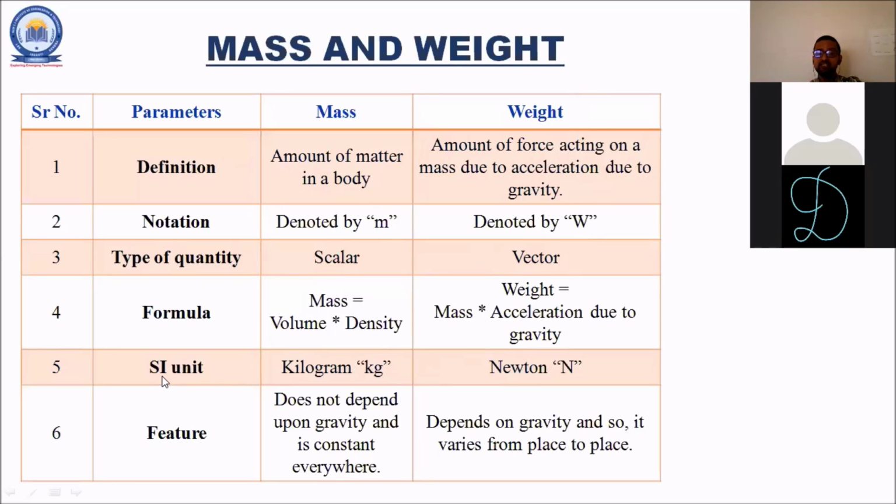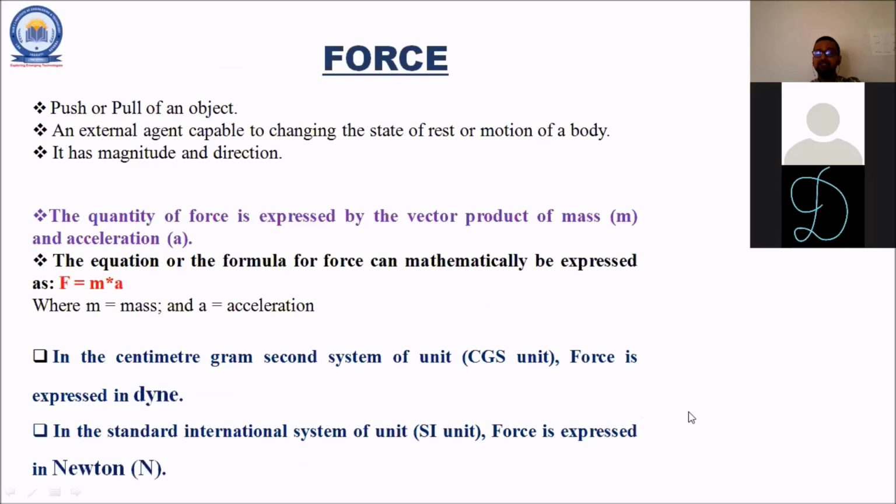The SI unit, the standard unit for mass, we consider kg, and weight, since it is a type of force, we consider Newton. And the final point of comparison, that is the feature: mass does not depend on gravity, hence it is constant everywhere, whereas weight depends on gravity and so it varies from place to place. So friends, this is the basic understanding related to the concepts of mass and weight. Let us proceed further with the next topic, that is force.